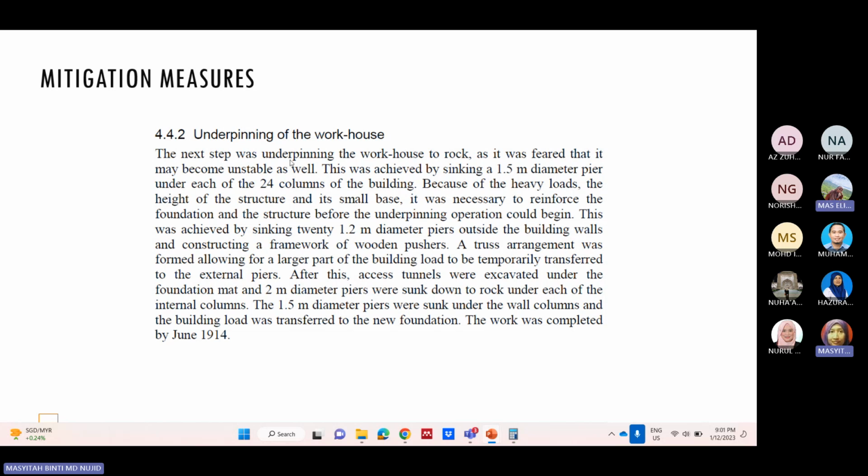The next one is the underpinning of the workhouse. The next step was underpinning the workhouse throughout, as it was feared that it might become unstable as well. This was achieved by sinking a 1.5 diameter pier under each of the 24 columns of the building. Because of the heavy loads, the height of the structure and its small base, it was necessary to reinforce the foundation and the structure before the underpinning operation could begin.